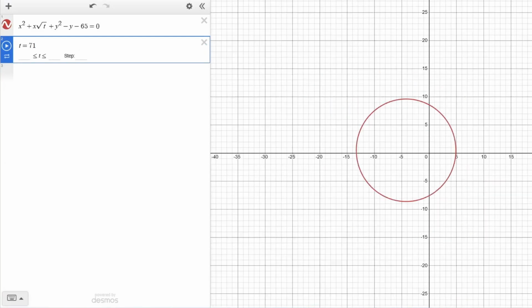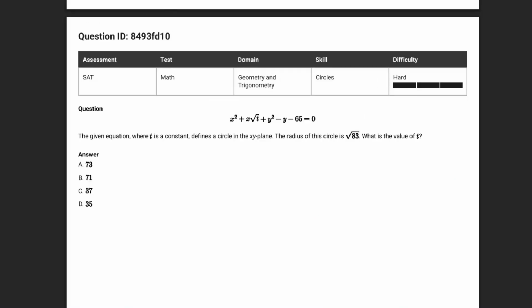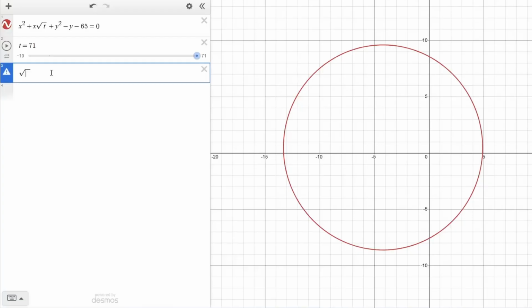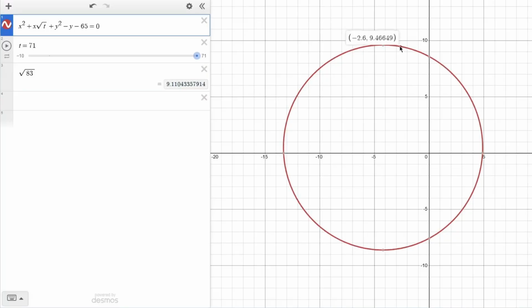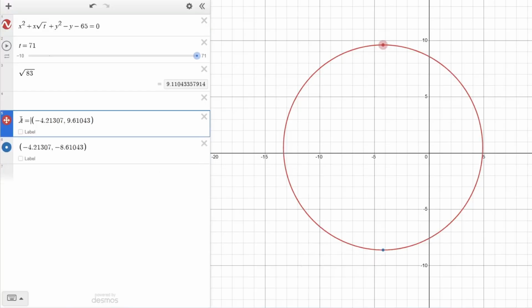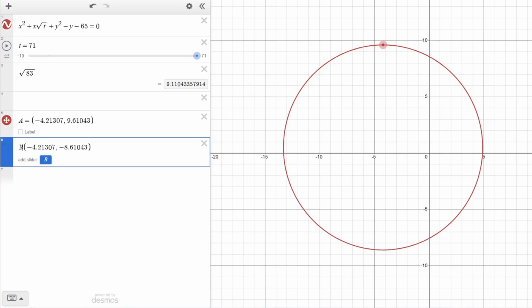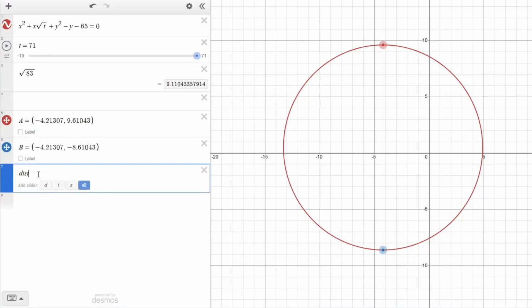Now we have our circle, and the radius has to be square root 83, which is this decimal. So what we can do is get the highest point on the circle right here and plot it. Same thing right here. And then we can label them A, B. The distance between A and B divided by 2, because from here to here is the diameter and we need the radius, gives you 9.11043.